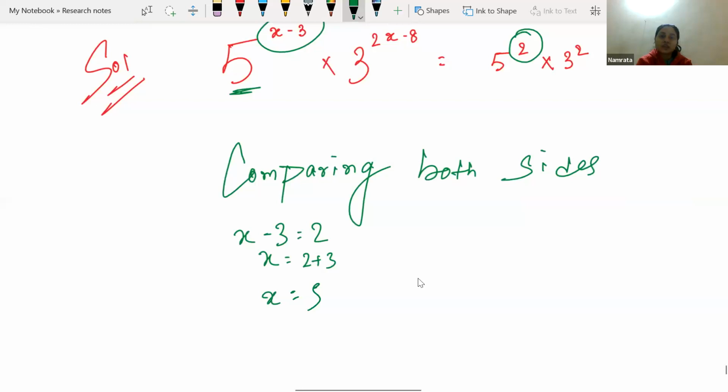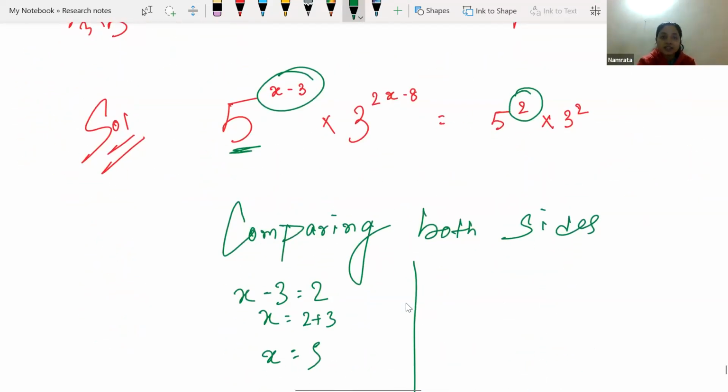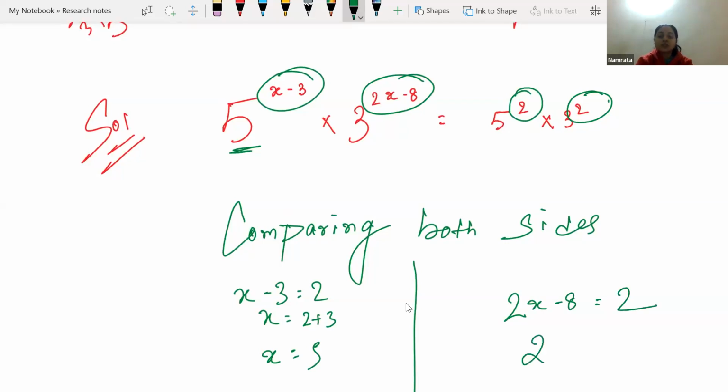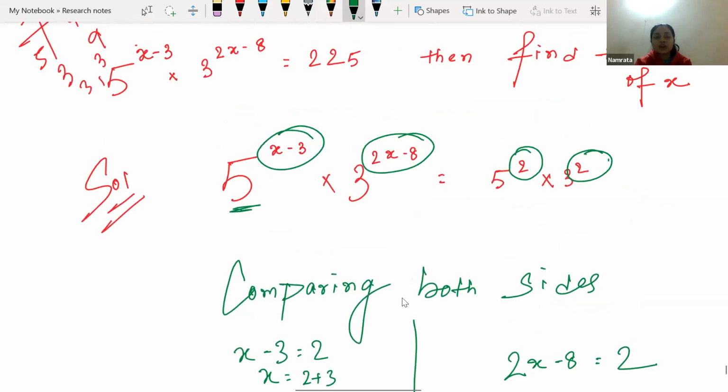Now, similarly, we can compare the exponent of 3 over here with the exponent of 3 over there. So 3 to the power 2x minus 8, this exponent of 3 will be equals to 2. That means twice x minus 8 is equals to 2, so twice x is equals to 2 plus 8, twice x is equals to 10, that means x is equals to 5. From both the cases we got the same x.